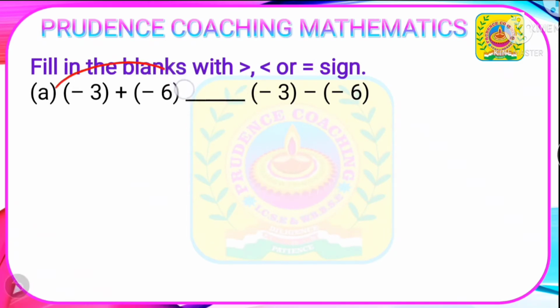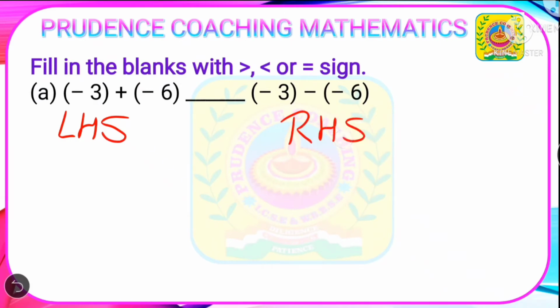So this side is LHS and this side is RHS. So let's solve the LHS and RHS separately. So this side is LHS, that is left hand side, and this one is RHS, that is right hand side. You need to solve all these things in the rough.